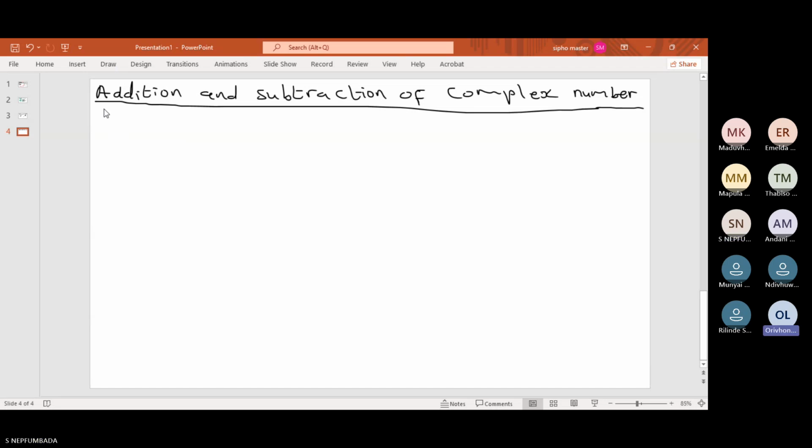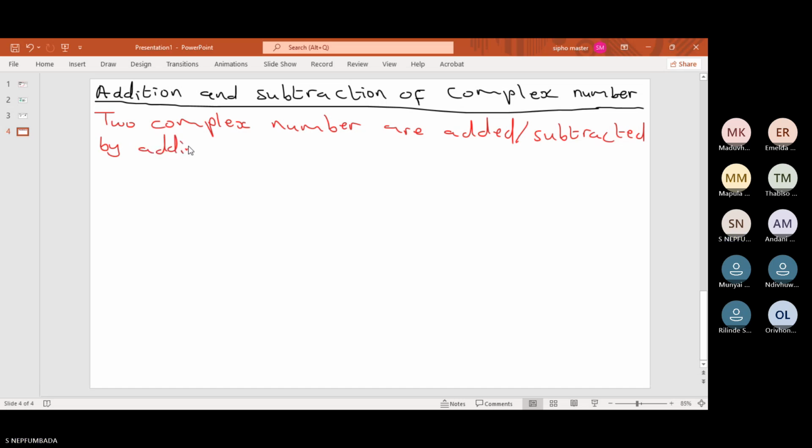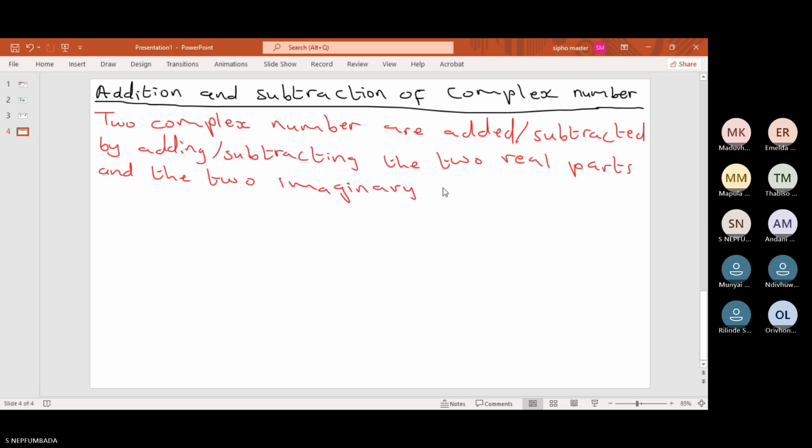So now, two complex numbers are added or subtracted by adding or subtracting the two real parts and the two imaginary parts.